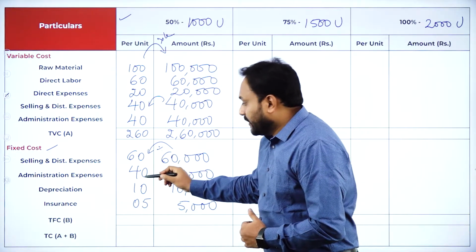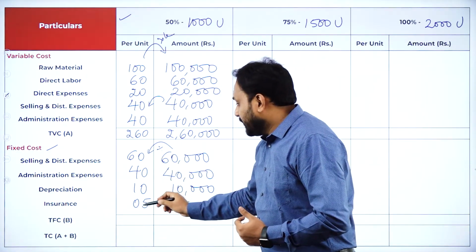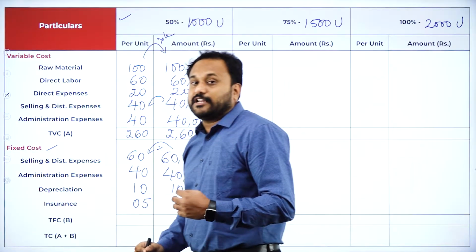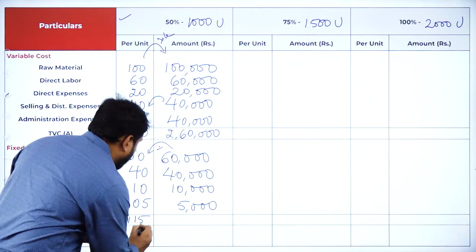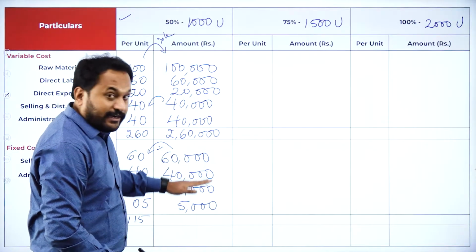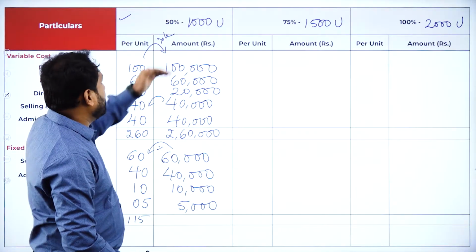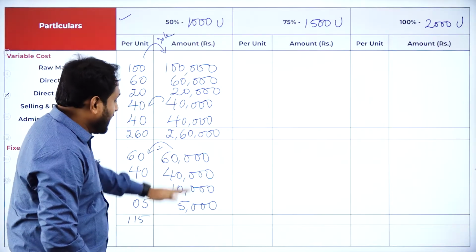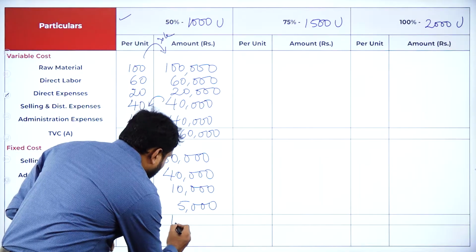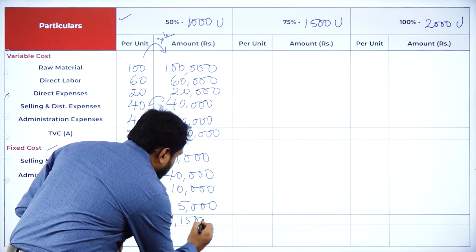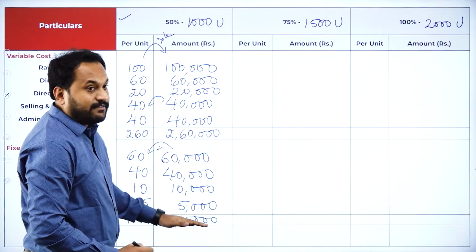Now 60 and 40 is 100, 110, 115. 115 is what we have got. So we'll write here 115. Now you can actually calculate like this, or you can go 115 into 1,000. The same thing you will actually get. So here what happens is 1,15,000 is what we have got.